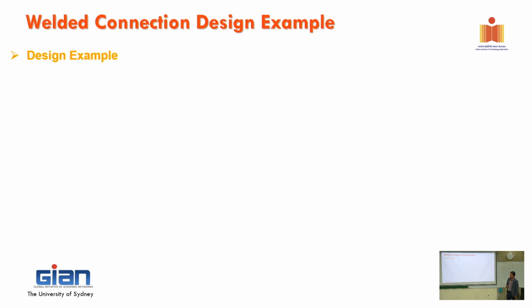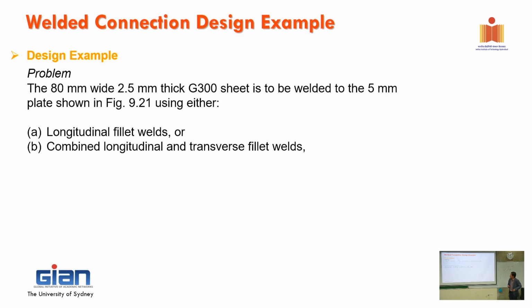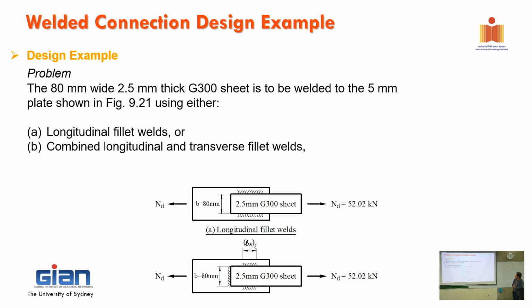So now I'm going to show you an example of the weld connection. This is the connection that connects the plate, 80 millimeter, to another one that is wider, and we can use two types of weld. First, we weld along the length, or along the direction of the loading. We call it longitudinal direction, and the other one you put in here, the transverse. We need to check, or we need to design, and see what's going on.